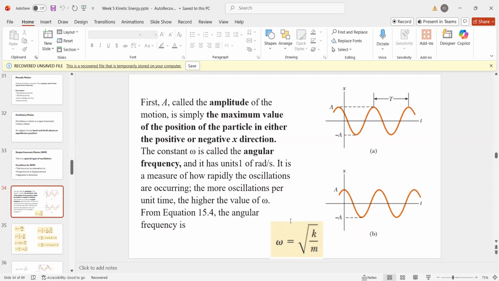The frequency is the occurrence. The number of occurrences.